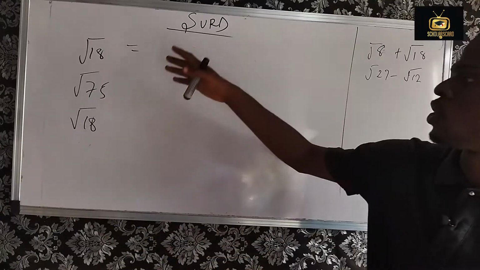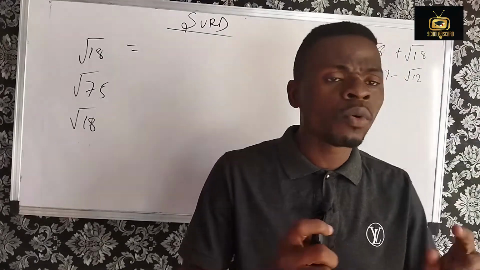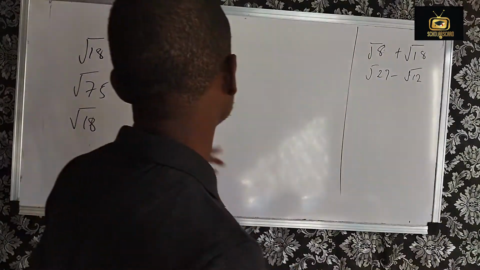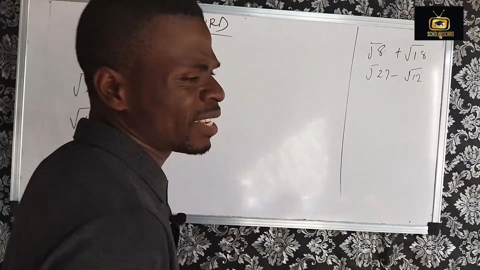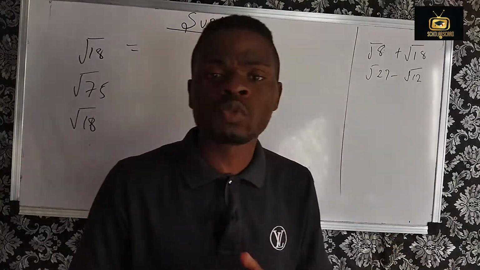Now, for us to reduce the surd, like I said, we have to express it in two numbers, whereby one will be a perfect square. This is 18 now. An example of a perfect square number, like I said, we start from 4. 4 is a perfect square number.